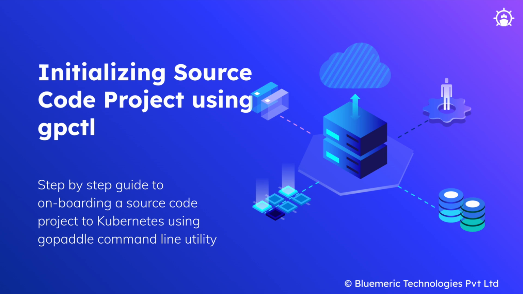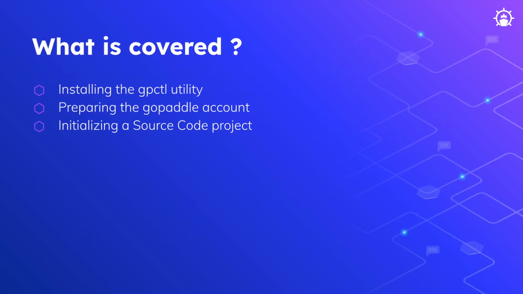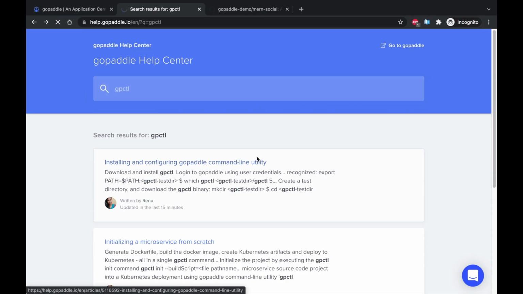Welcome to this tutorial on initializing and deploying source code projects to Kubernetes using the gopaddle's command line utility gpctl. In this session, we will cover the process of installing the command line utility, preparing the gopaddle account, and initializing a GitHub project. Let us start with installing the utility.